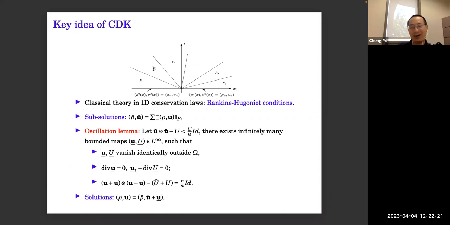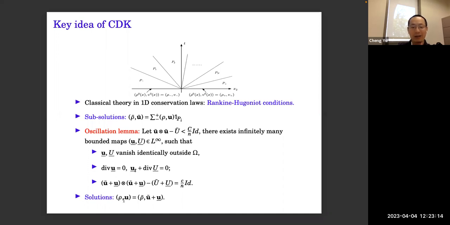If ρ is a constant, then the compressible Euler equation is reduced to the incompressible Euler equation. Then they can apply the oscillation lemma, which is the lemma for the incompressible Euler equation, because in each Pi the system is reduced to the incompressible Euler equation. So they add the solutions U1, U2 together, and we call this a subsolution. Then we can apply the oscillation lemma to the subsolution.